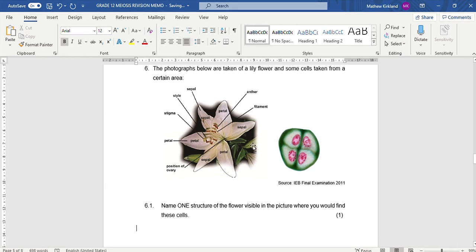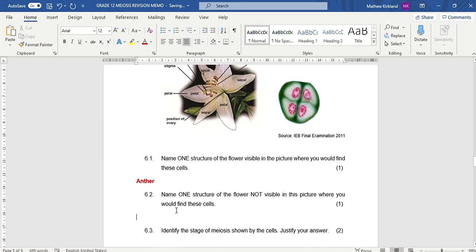So what labels have I got? Sepal, style, petal, position of the ovary, but you can't really see it, filament, and anther. We know that meiosis occurs in the anther. So that is definitely visible. So this answer is anther.